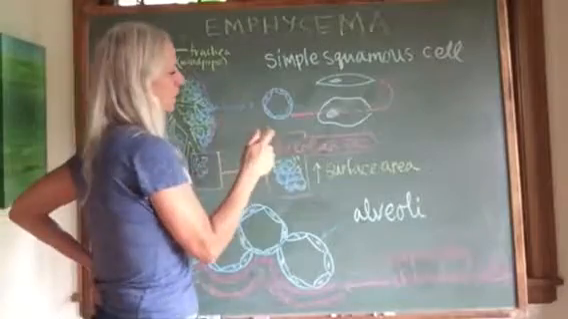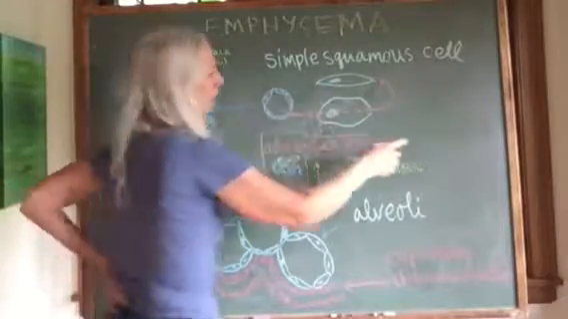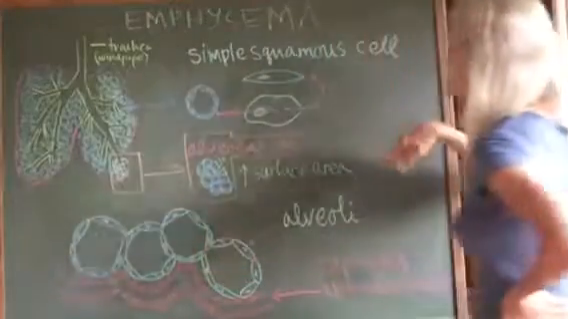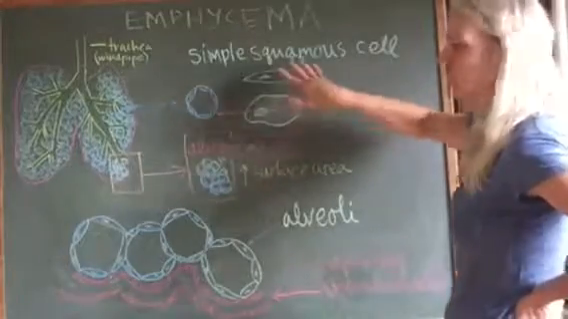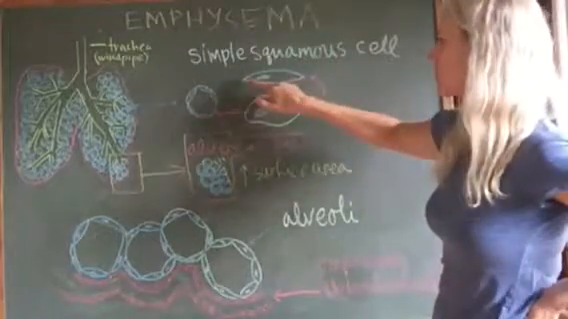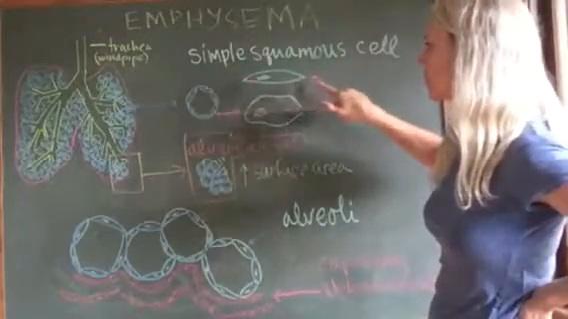And that's a great design for gas exchange. If this cell was a big, beefy mucus cell or something like that, gas wouldn't be able to pass through it. So this is perfect. This is the perfect tissue for the lungs.